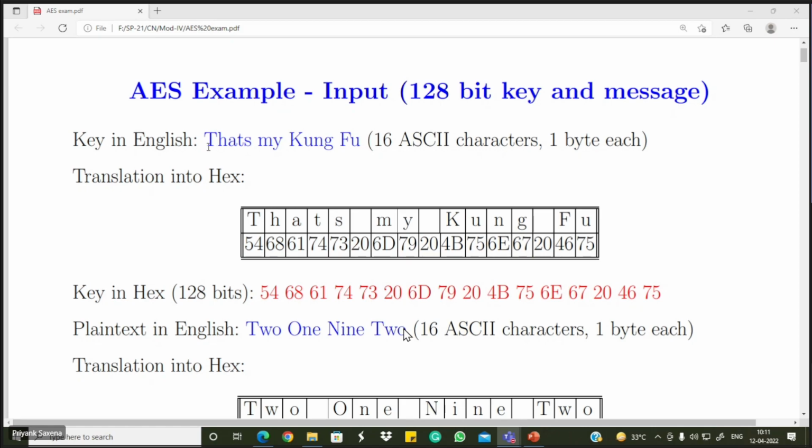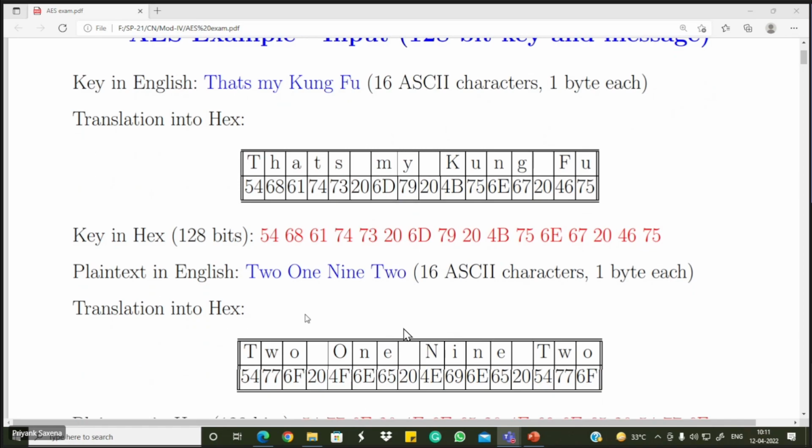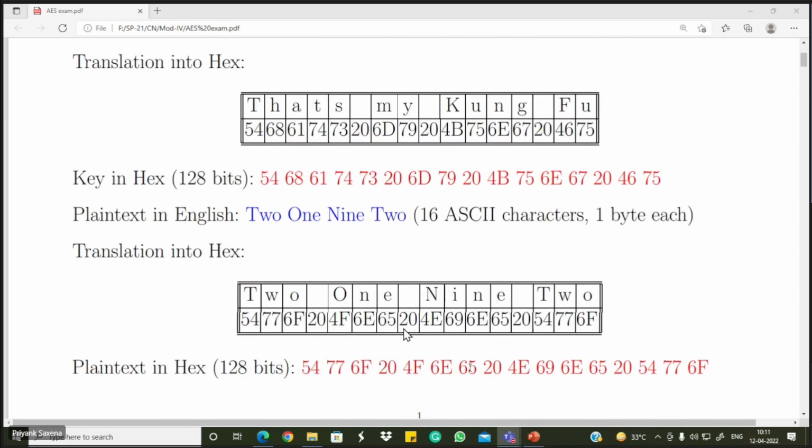This key, and then the plain text is given as well. This is also written in hex. So this is our plain text. You can see that this is a space, so it is represented with 20 in hex. In hex, space or blank is called 20. Otherwise, they are represented in hex. Okay, ASCII characters.